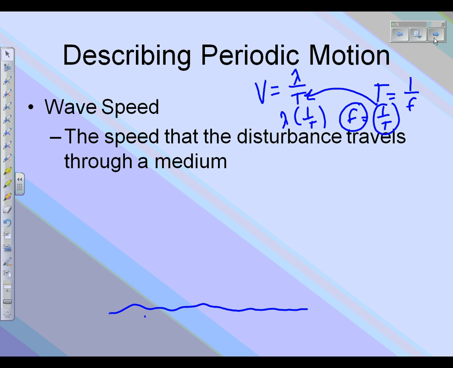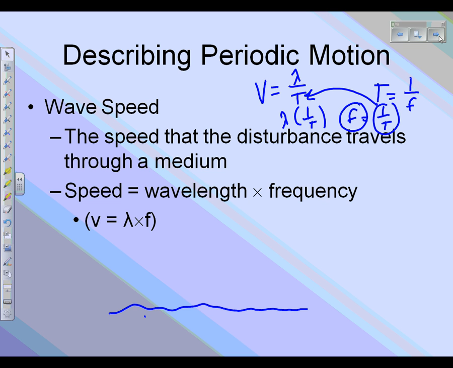Wave speed is the speed that the disturbance travels through a medium. Write this one down, Grace. The speed of a wave we can calculate by taking its wavelength and multiplying it by its frequency.